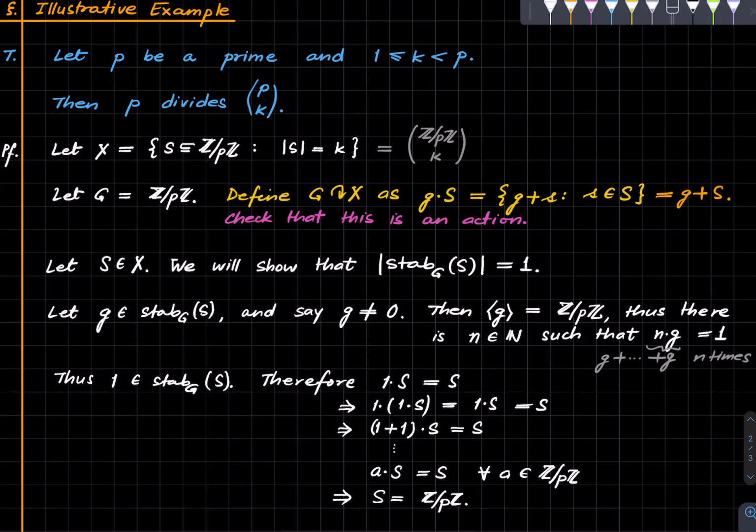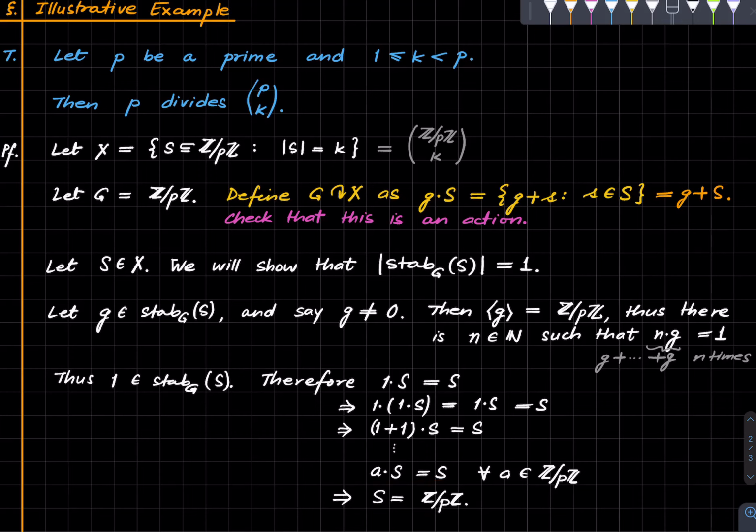So another way to say it: suppose a is in S, and since 1 stabilizes S, 1 plus a is also in S, 2 plus a is also in S, and so on. So all of the group elements will turn out to be in S. So that's the conclusion: S is equal to Z mod PZ. But then the size of S is greater than k, because k is strictly smaller than p, and here we see that the size of S is p, but S had size equal to k, and we have a contradiction. So basically, all in all, we have proven this statement.